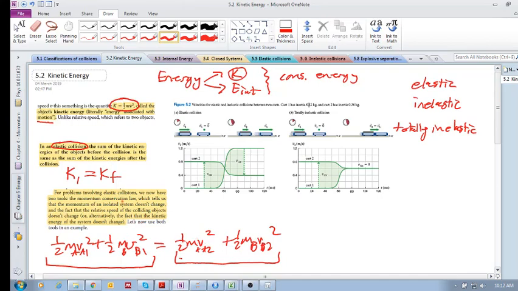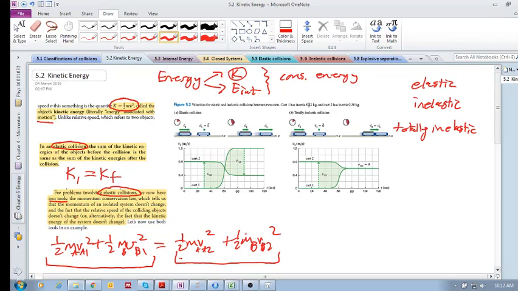Okay? So now, this is a very helpful little paragraph. For problems involving elastic collisions, we now have two tools. The momentum conservation law, which tells us that momentum of an isolated system doesn't change, and the fact that the relative speed of the colliding objects doesn't change.